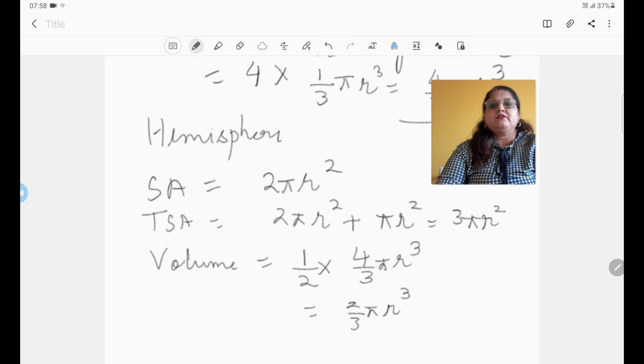And frustum, I'll be making a separate video on that, because you need to do a little more working on that. So I'll be making a separate video.